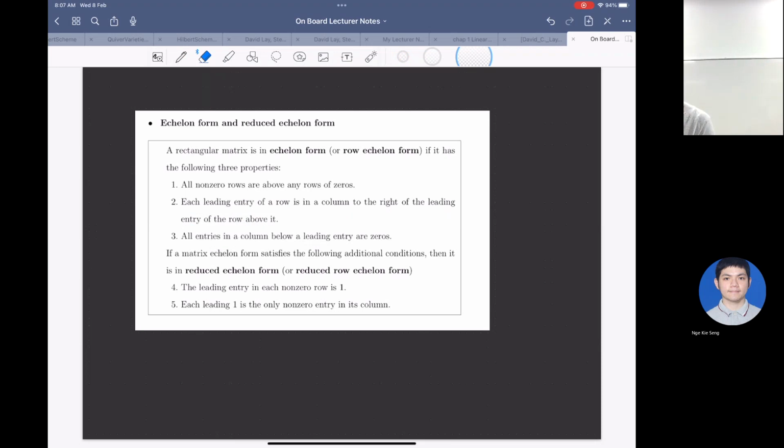Okay, try again. So each leading entry of a row is in a column to the right of the leading entry of the row above it. Okay, so it says that every leading entry is in a column that's to the right of the leading entry of the row above it. So you will have something like this, so that you got a step line. Yesterday I think I said something wrong.